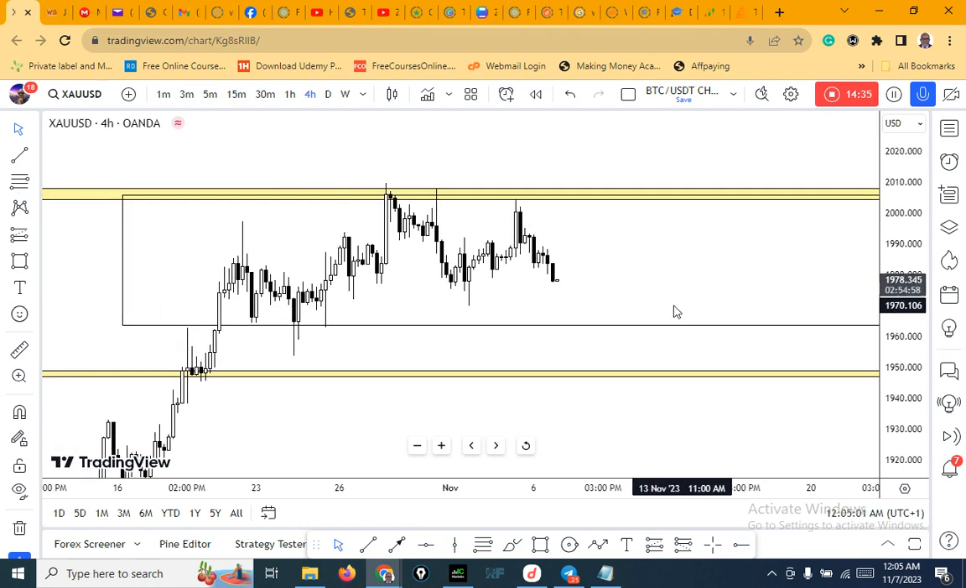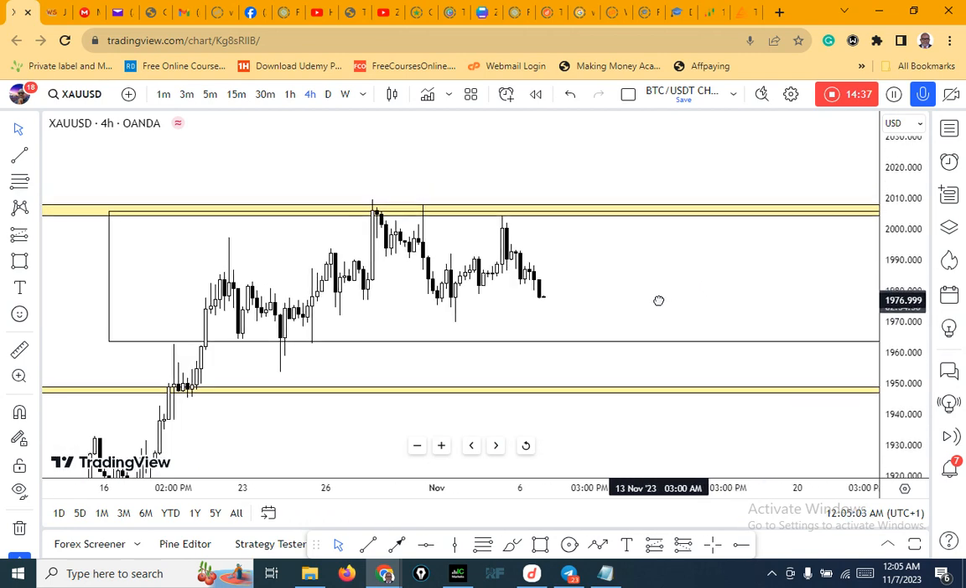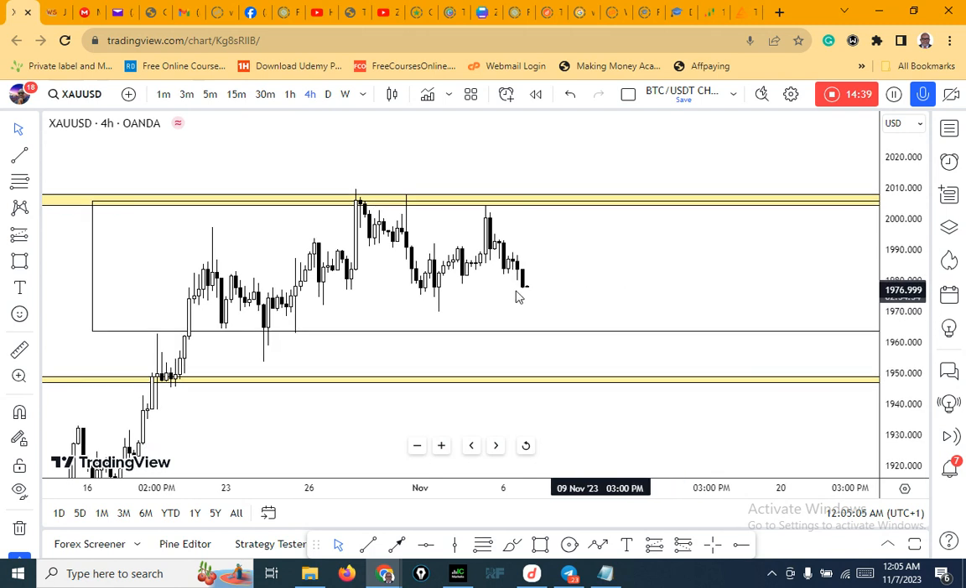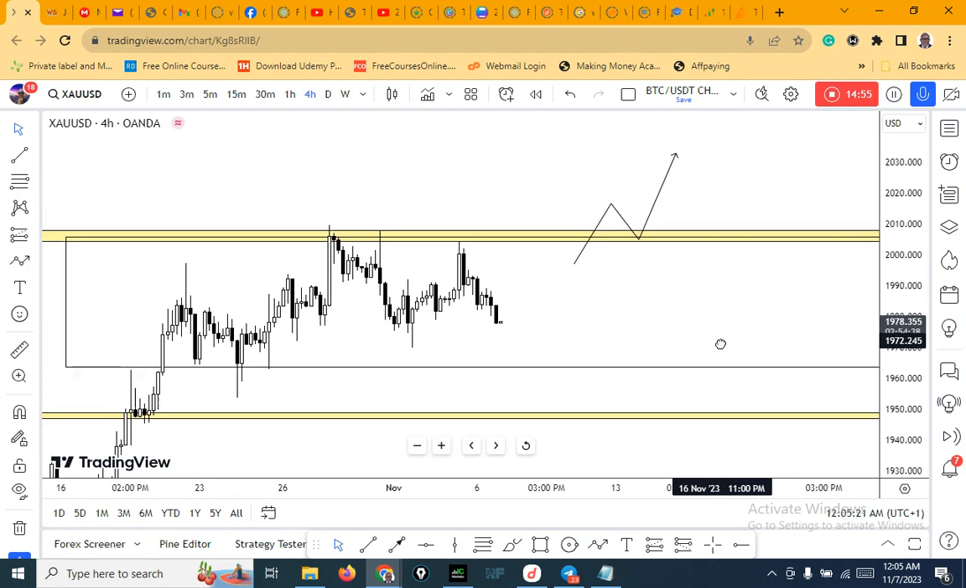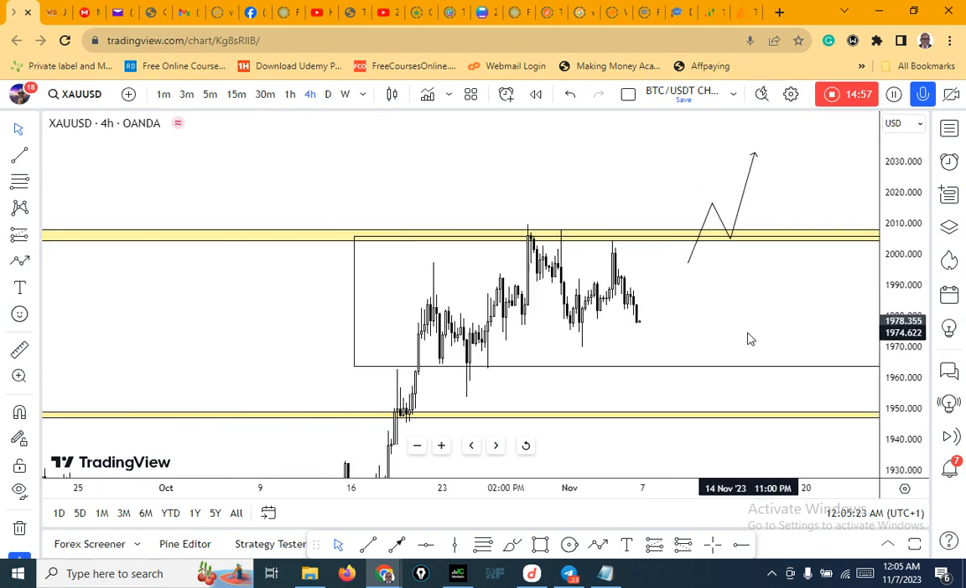All right. So for me, I'll wait for price to break out of this range, come back to retest it, and I look for an opportunity to buy. So that's what I will do, guys. That's how I'm going to trade this market.